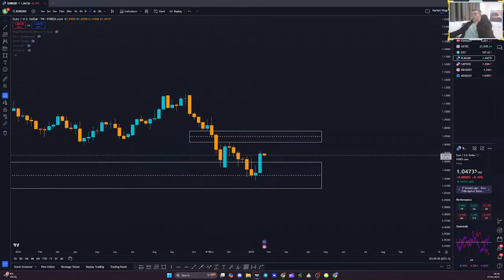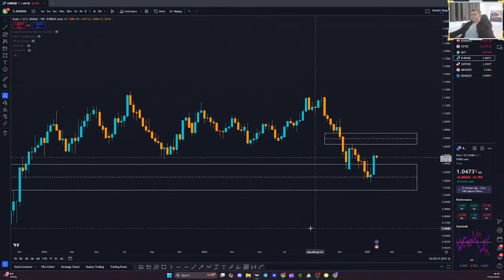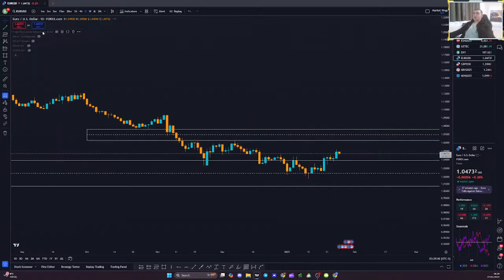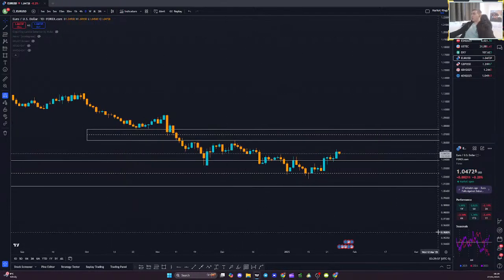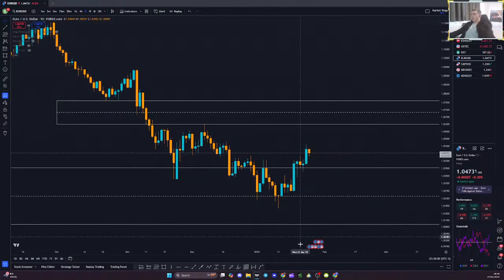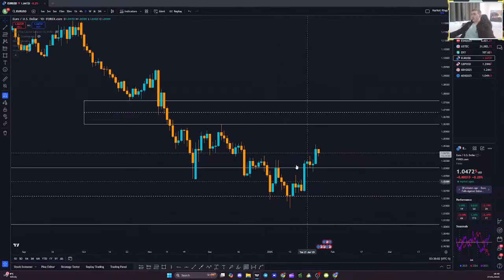Okay, let's go into the weekly. Yes, on the weekly we traded below this low. Seem to be rejecting it to the upside. Let's go into the daily. Same thing as on dollar. We had this push higher. Seems to be supporting the bullish price action.